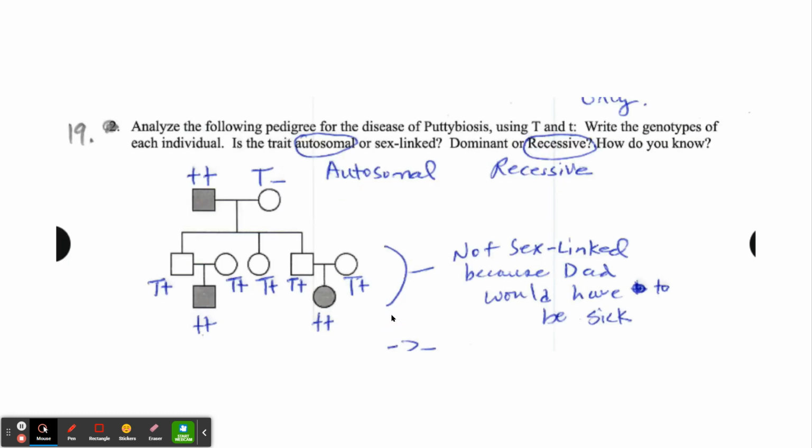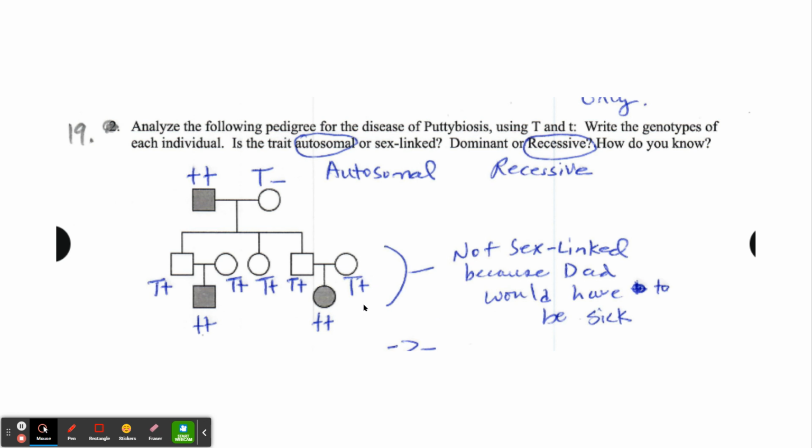And analyze the following pedigree for the disease of Budibiosis using capital T and little t. Write the genotypes of each individual. Is the trait autosomal or sex-linked, dominant or recessive? How do you know? Okay, autosomal for sure, and recessive because both parents don't have it, and not all the males have it. So it's autosomal. It's not sex-linked, and the parents don't have it. These parents do not have it. So it's recessive.